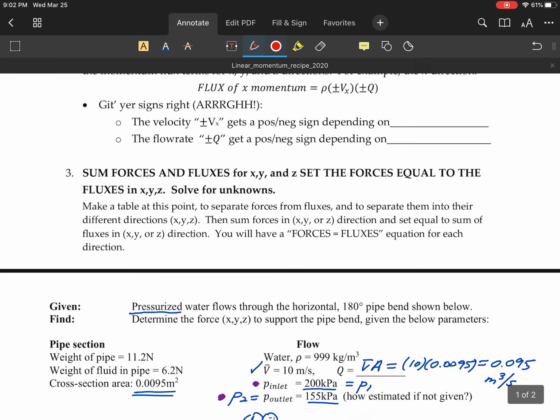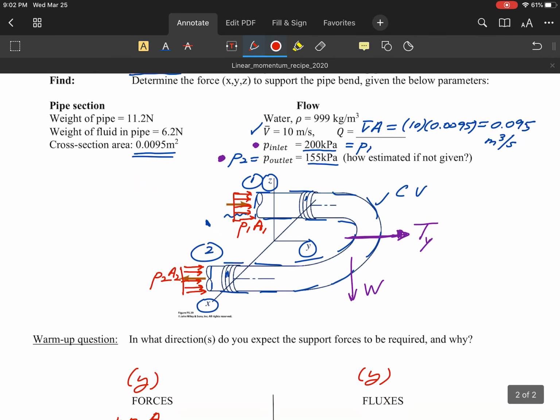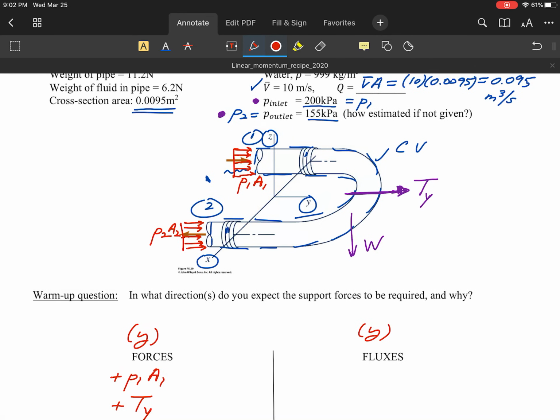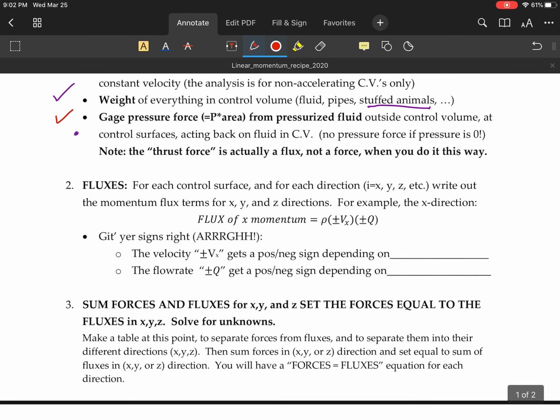Okay, so that's it for the forces in the Y direction. I'm sorry, I keep saying X instead of Y. It's usually X as the principal direction, but here it's Y.